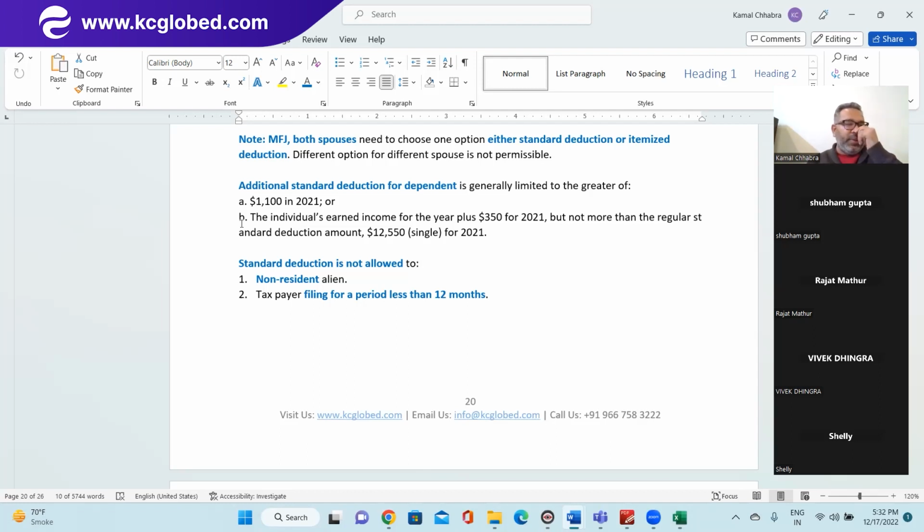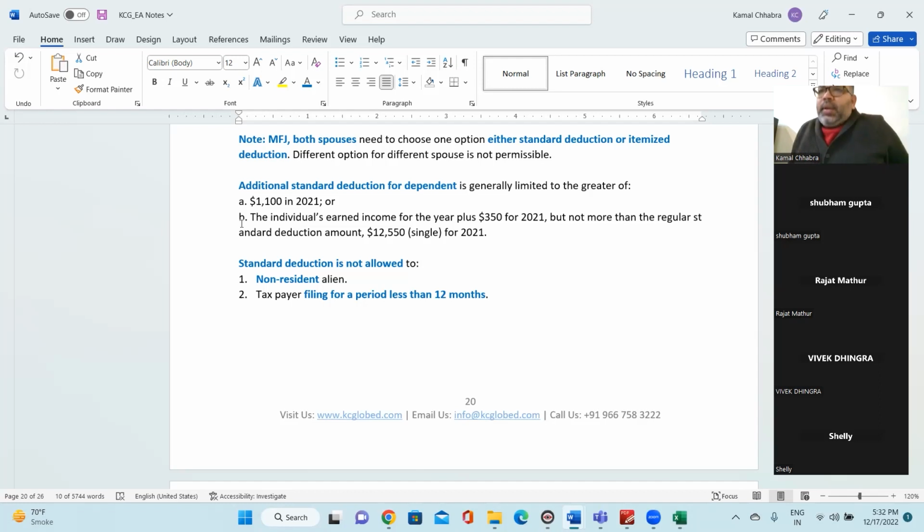Maybe there is a child who is good in sports, and he may get some scholarship or some reward money, right? But that should not be more than $12,550. If it is more than $12,550, then you cannot claim that child as a dependent for the standard deduction, right? That is the only thing you need to keep in mind.